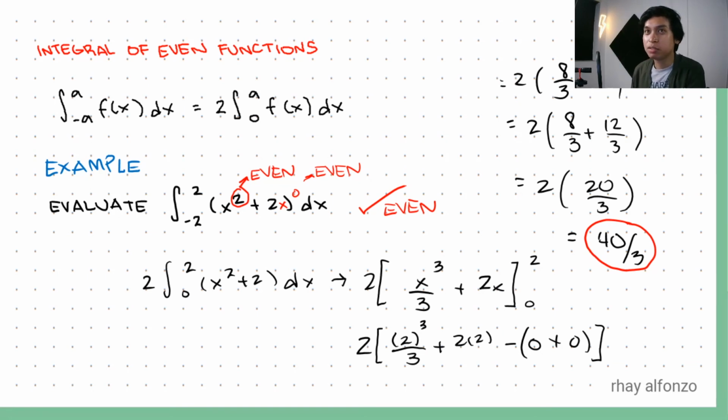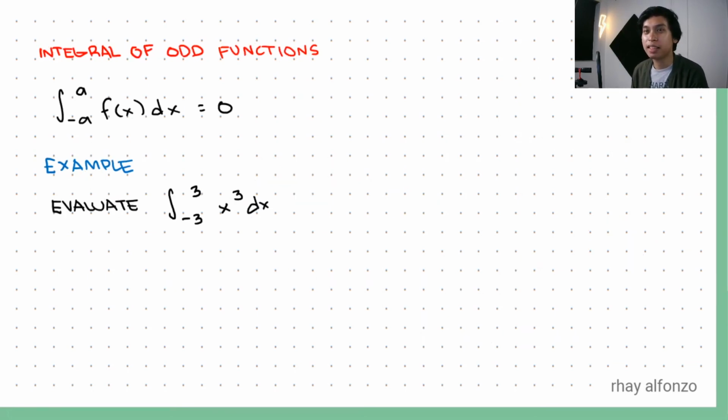So next one, for odd functions. This one is much easier. So when we integrate an odd function over a symmetric interval from negative a to a, the answer is simply 0. So here, let's evaluate the integral of x cubed dx from negative 3 to 3.